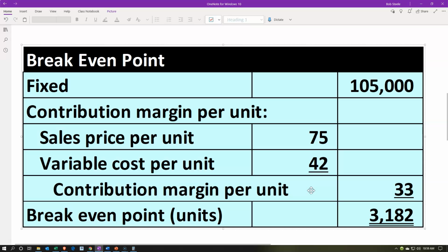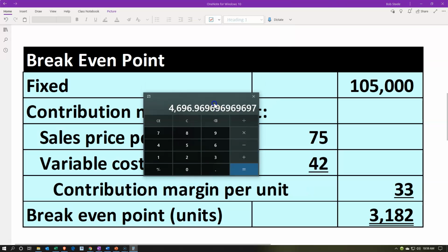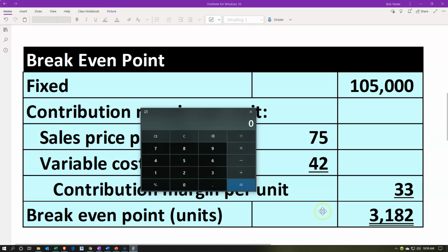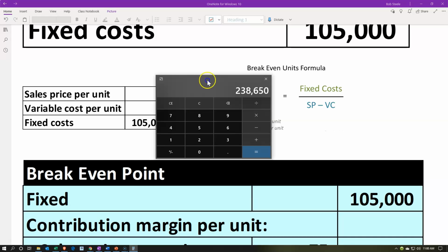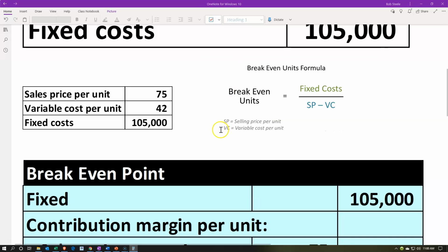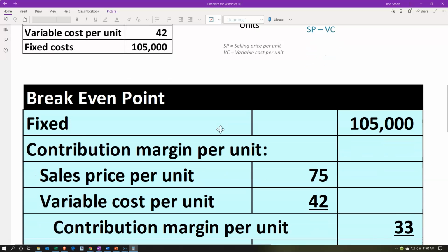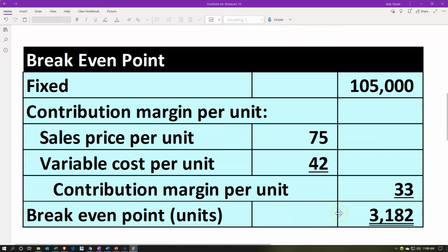Now, obviously, you can also take this number in units, 3,182, and ask how much money that will be. We're selling these things at a sales price of $75, so the break-even in dollars would be $238,650 in terms of revenue. So you might be asked for the break-even in revenue or the break-even in units. The break-even in units is usually what we're considering.